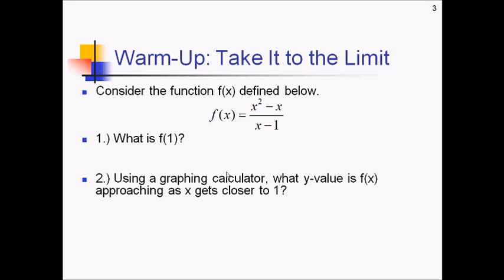Alright, let's see what we came up with for f of 1. So we just have to plug 1 into the expression here. So that's 1 squared minus 1 over 1 minus 1. That's really 1 minus 1, which is 0, over 1 minus 1, which is also 0.